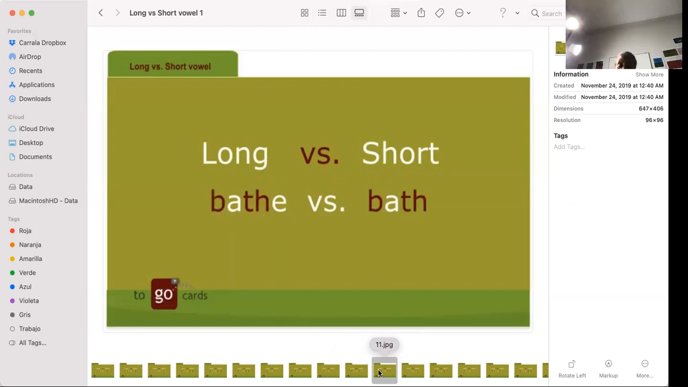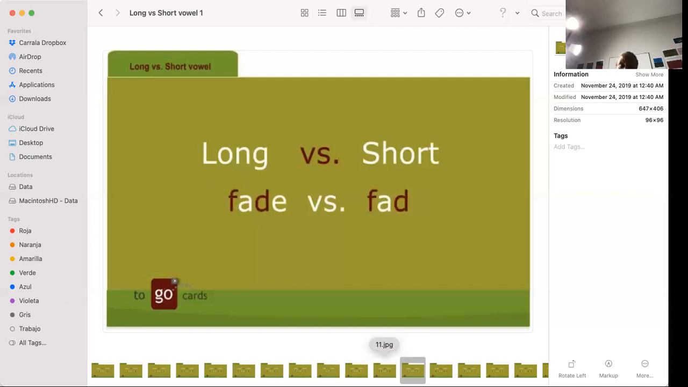Bathe, bath. Not only does the A in both words change, the long A and the short A, two different pronunciations, that E also changes the sound of the TH. Bathe, bath. You don't say bathe with a hard sound, it's bathe. It's a much softer sound.